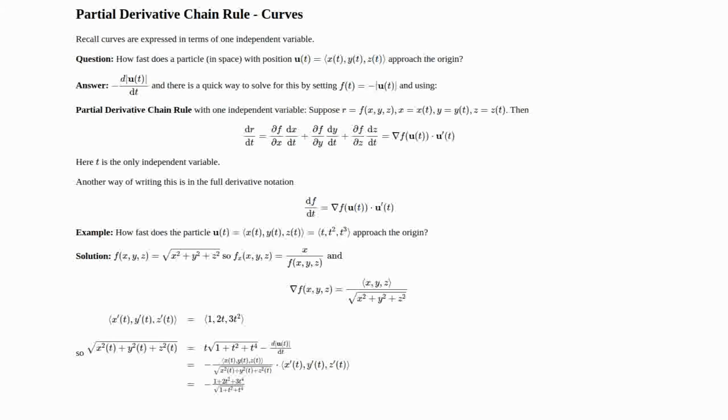equal to minus the vector x(t), y(t), z(t) over this size, the square root of x(t) squared plus y(t) squared plus z(t) squared, times the velocities of the individual components, x'(t), y'(t), z'(t). And then this works out to 1 plus 2t squared plus 3t to the fourth over the square root of 1 plus t squared plus t to the fourth. And you could ask, well, is this really approaching the origin?